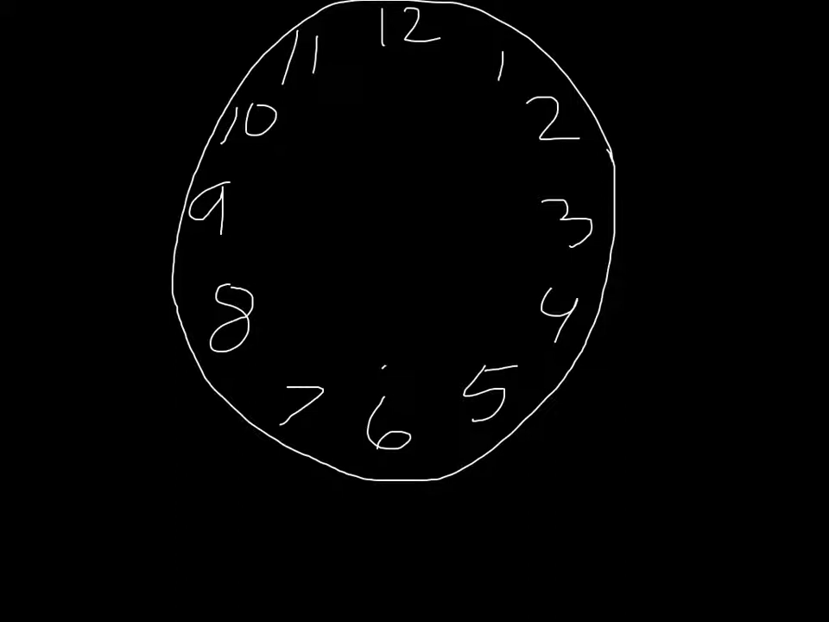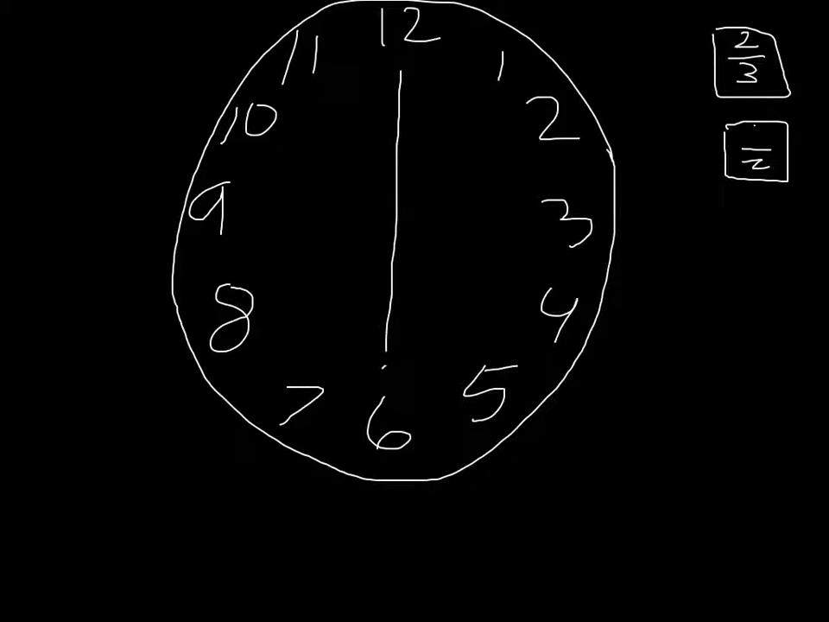So let's just say you rolled, on your dice, you saw 2/3 and 1/2. So let's see. First, we can try 1/2. So we know that that's 1/2. And we know that, actually no, I think it would be better if we started with 2/3.